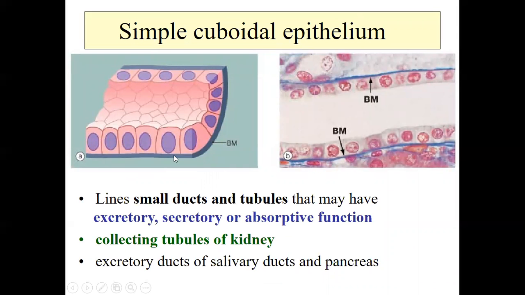Just now we have discussed simple squamous epithelium. Now we're going to proceed with the simple cuboidal epithelium. The simple cuboidal epithelium lines the small ducts and also the tubules that may have excretory, secretory, or absorptive functions. So they have these three main functions. You can see here, this is the simple cuboidal epithelium. It is a square shape, single layer, with the basement membrane at the bottom part here. Examples of where you can find the simple cuboidal epithelium are the collecting tubule of the kidney, and also the excretory ducts of the salivary glands and also the pancreas.